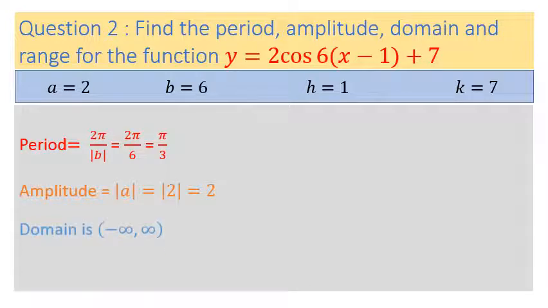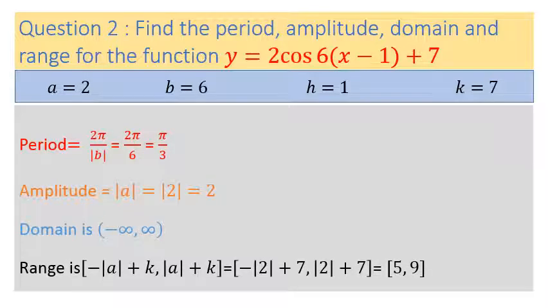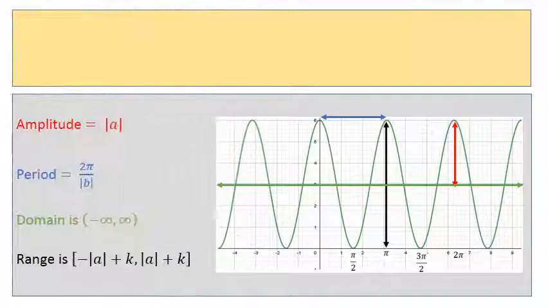Domain is from negative infinity to infinity. Range is the interval from negative absolute value of 2 plus 7 to absolute value of 2 plus 7, equals the interval from 5 to 9. The summary.